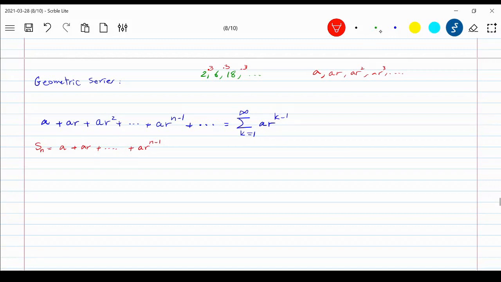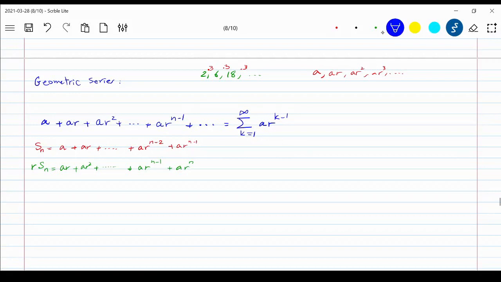There's a trick. If you multiply an r to both sides, what I get is r Sn. The first term would be a times r, the second term would be ar squared, and so on. The last one would be ar to the n, with the terms n minus 2, n minus 1 before it. These are the n terms of the sequence added together.